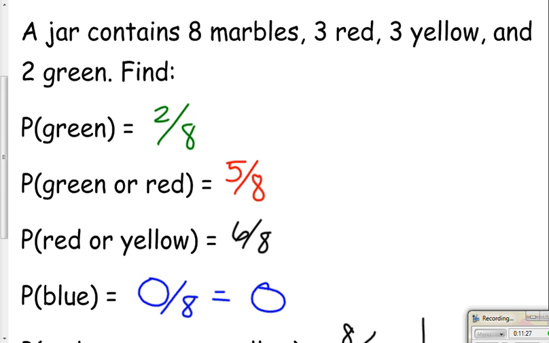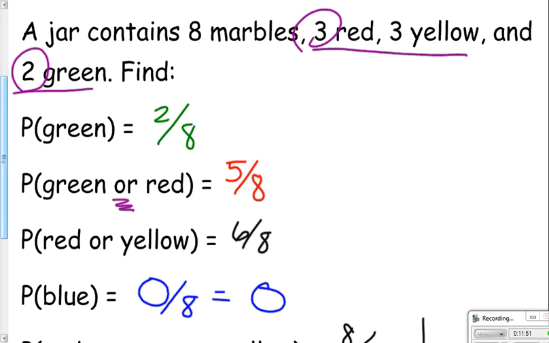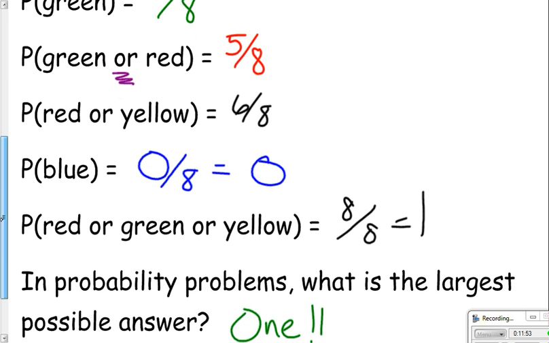Here are our answers. We are looking here at a jar that has 8 marbles total. This is the composition of those 8 marbles. So the probability of green is 2 out of 8, which would reduce to 1 out of 4. Green or red, so either one, we would add together the green and the red. Get 5 out of 8. Red or yellow is going to be 6 out of 8. Probability of blue is 0 out of 8 because there are 0 blues. 0 divided by 8 is 0.